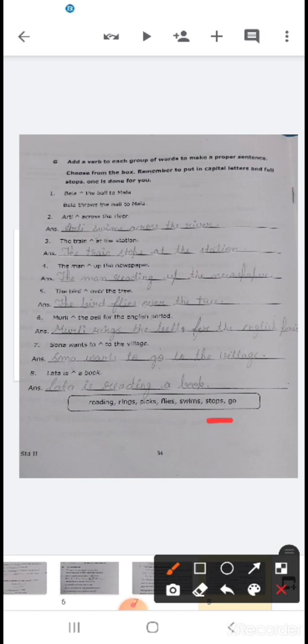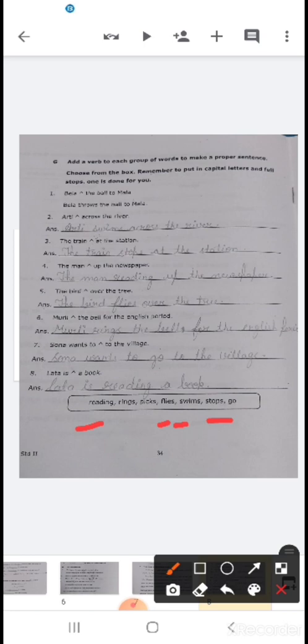Now the fourth is the man dash up the newspaper. Obviously, if there is a newspaper, someone will read the newspaper. Then we use reading. Next is fifth. The bird dash over the trees. So obviously the bird flies. The bird flies over the trees.